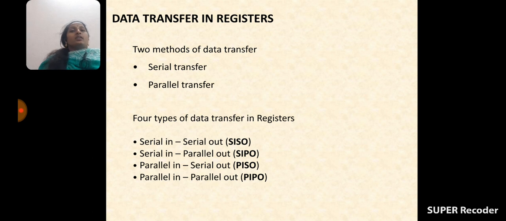Okay, so according to the shifting direction, the registers are classified into two types. What are the two types? Serial transfer and parallel transfer. And coming to the data transfer, serial in, serial out, serial in, parallel out, parallel in, serial out, and parallel in, parallel out registers are there.